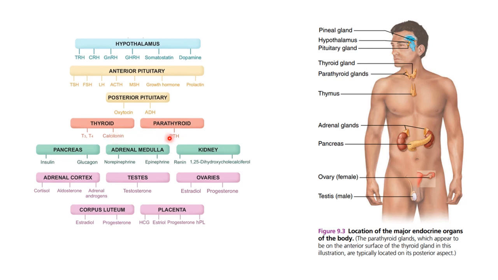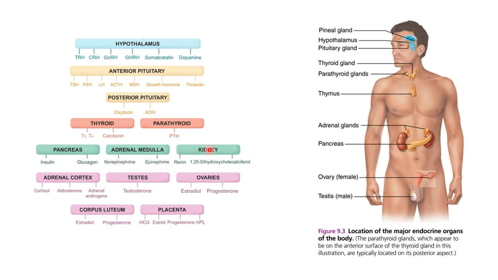The parathyroid gland are four small glands that are located on the posterolateral aspect of the thyroid gland, and they secrete parathyroid hormone. The pancreas secretes insulin and glucagon, which are important for glucose metabolism. The adrenal medulla, which is the central portion of the adrenal gland, secretes norepinephrine and epinephrine.